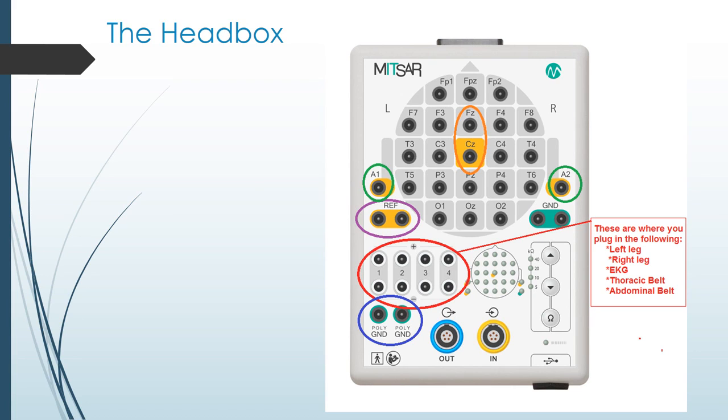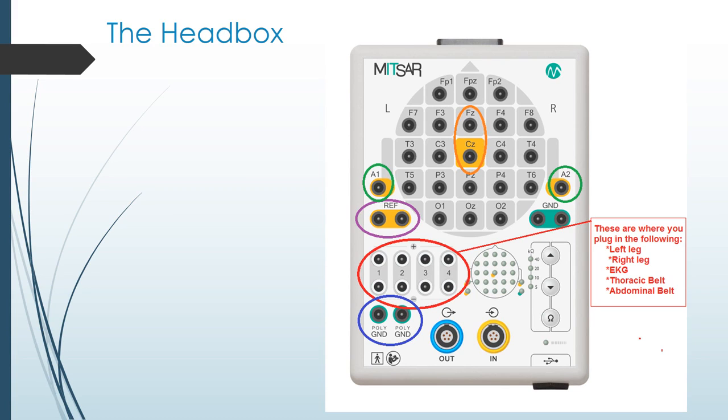Next, you see I have circled in red some polarity ones where I have 1, 2, 3, and 4, and they're matched up together, so you can plug 2 electrodes in at number 1, 2 electrodes in at number 2, 2 electrodes in at number 3, and 2 electrodes in at number 4.